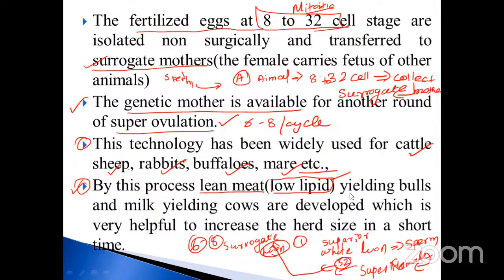See, the same thing. High milk yielding bulls and milk yielding cows are developed, which is very helpful to increase the herd size in a short time. Within a short period, we will get a number of progeny or offspring. That is very, very important, my dear students. In this part, don't forget. Artificial insemination is very, very helpful to human society. Okay, my dear, so go to the next one.